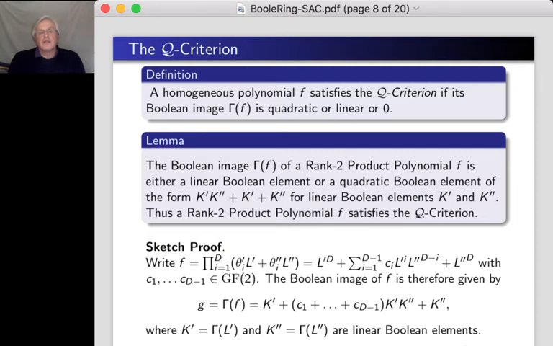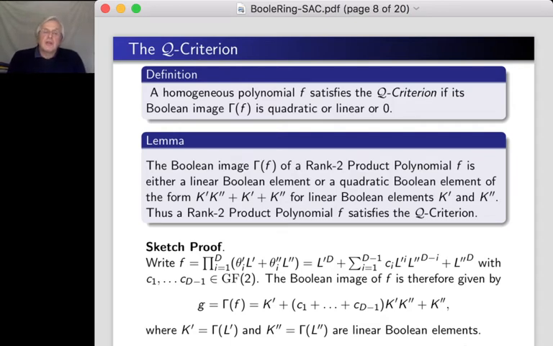The proof is fairly straightforward. We have our product form for the rank 2 product polynomial, the product of theta_i' L' plus theta_i'' L''. We can multiply out those brackets. The leading term will be L' to the power d. The final term will be L'' to the power d. And in the middle, we're going to have a sum of the form c_i L' to the i, L'' to the d minus i, where the c_i's are elements of GF2.